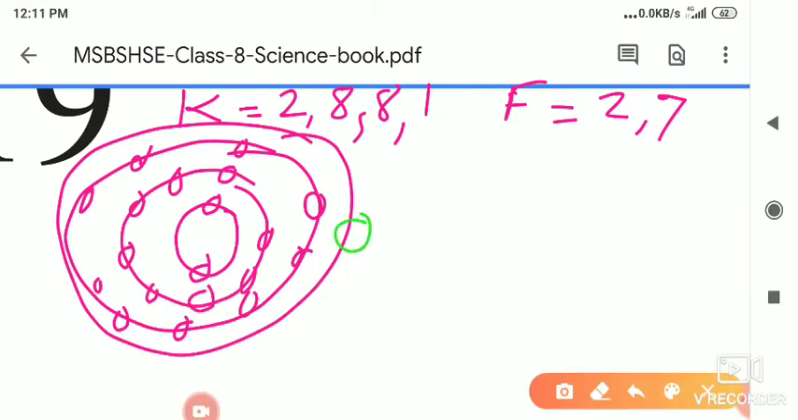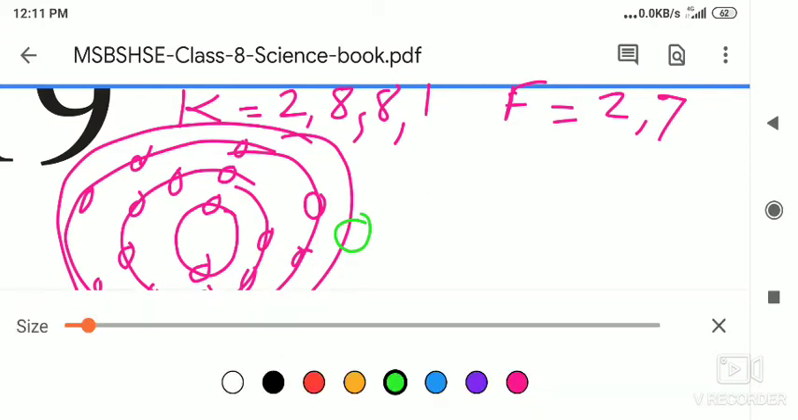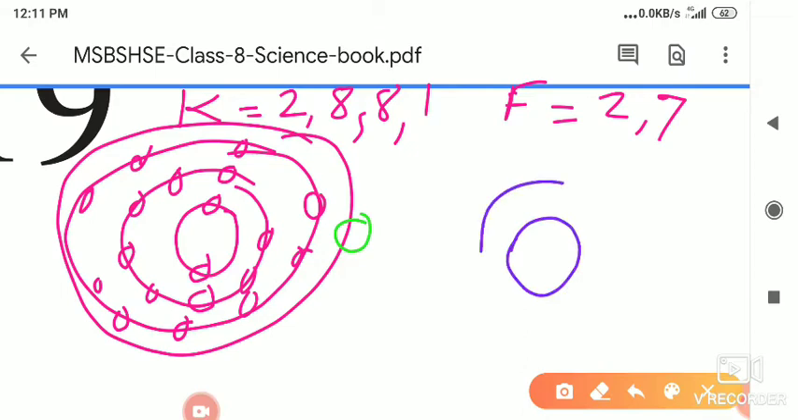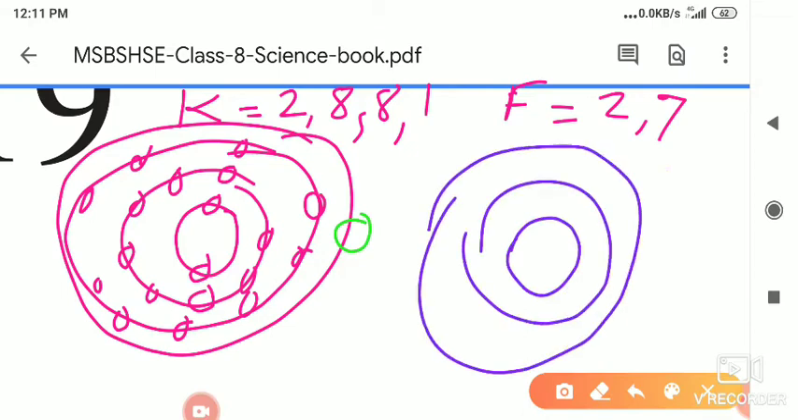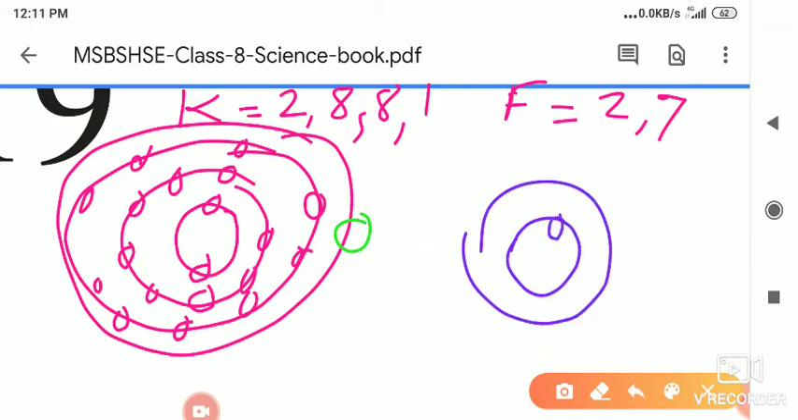Now the fluorine's electronic configuration is in this way. First orbit, second orbit, only 2 orbits are there. So inside the first orbit 2 electrons are there, and inside the second orbit how many electrons are there? 7 electrons. So 1, 2, 3, 4, 5, 6, 7.